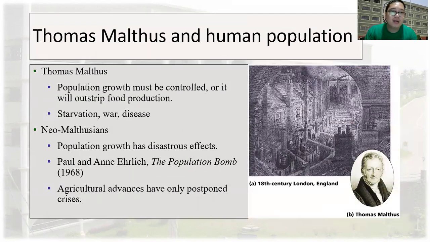As Thomas Malthus said, population growth must be controlled or it will outstrip food production. If we have little to no sources of food, it will result in starvation, war, and diseases. Additionally, from the neo-Malthusians, population growth has disastrous effects. Written by Paul and Ann Ehrlich in The Population Bomb, agricultural advances have only postponed the crisis. So it means that the crisis is still there, but agricultural advances have only postponed it.